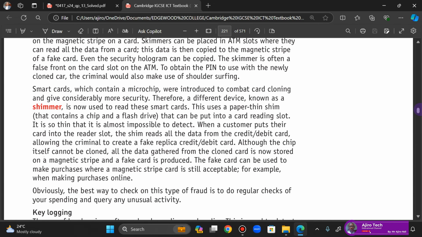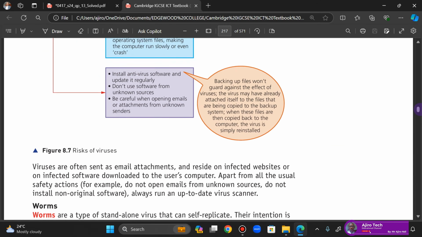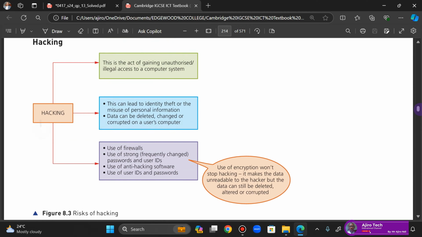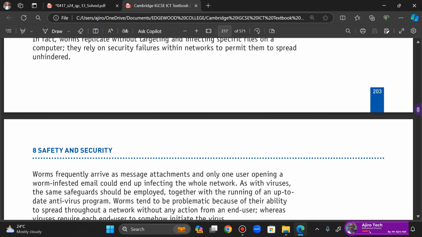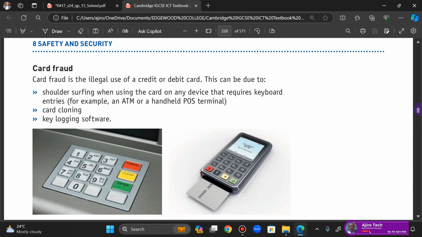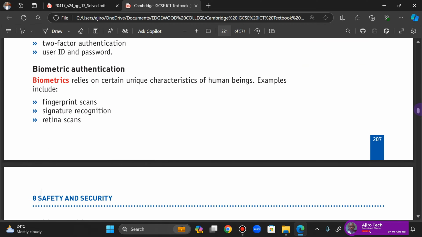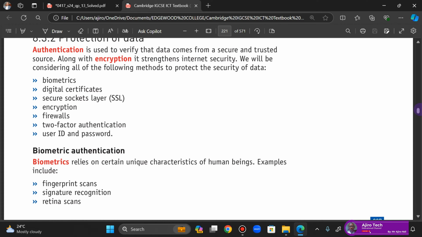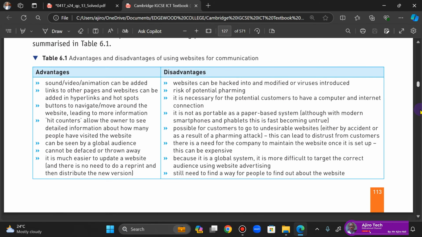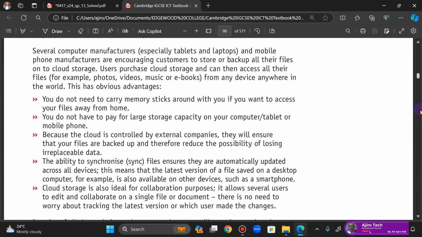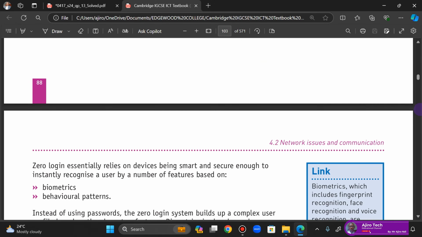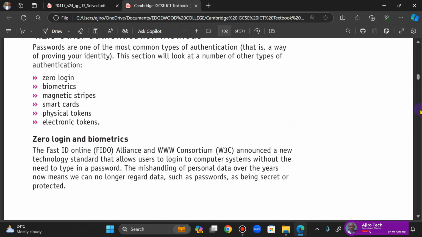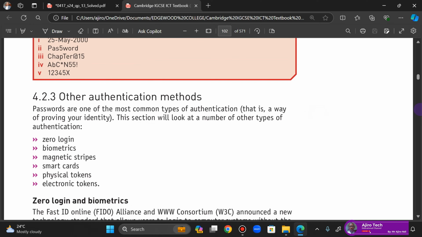It is being talked about here, so you can actually see where you can find it. These are data threats. You see it under protection of data, but if it's not here, let's go to chapter 4. Yes, other authentication methods. We'll see this in chapter 4.